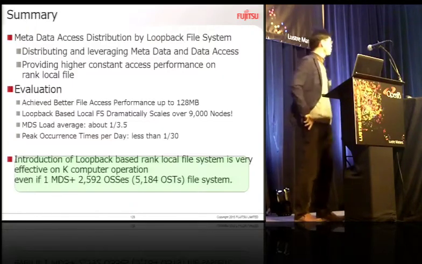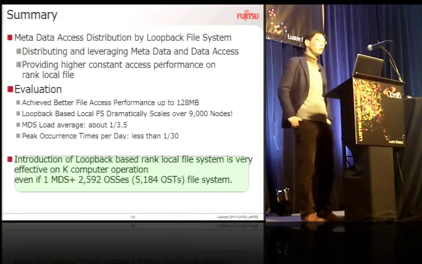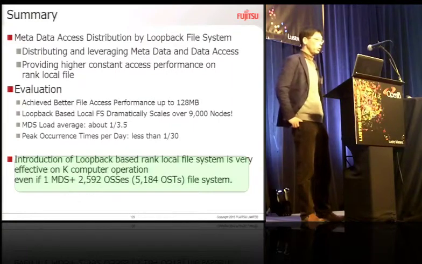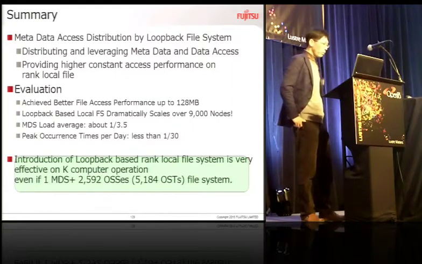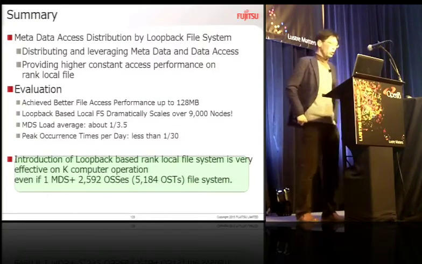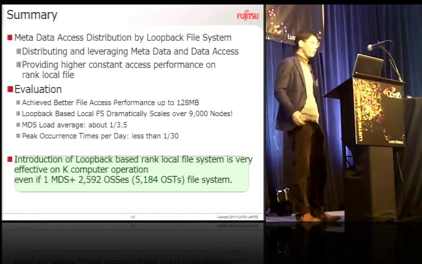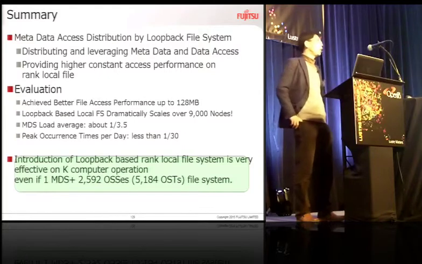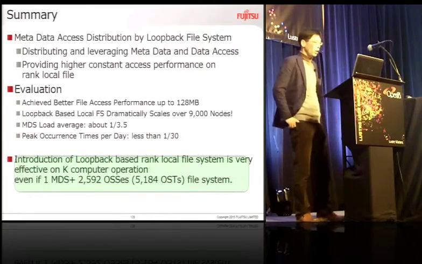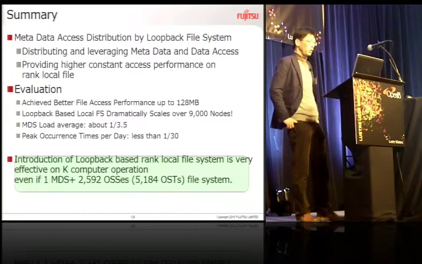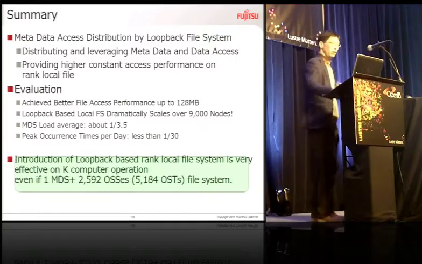So, in summary, I introduced metadata access division by the Loopback file system, and the evaluation is also very good. This shows the introduction of a Loopback file-based rank local file system is very effective on the K computer system, even with 1 MDS and 2,500 OSS file systems. That's all.